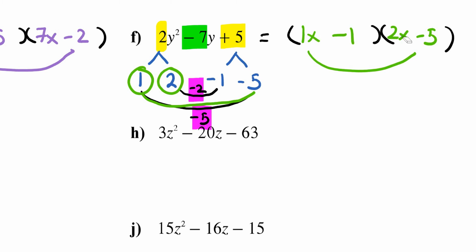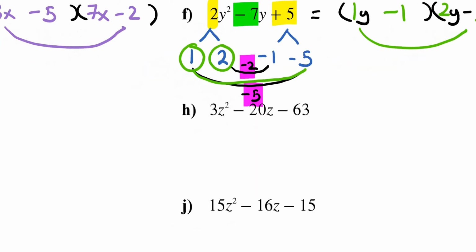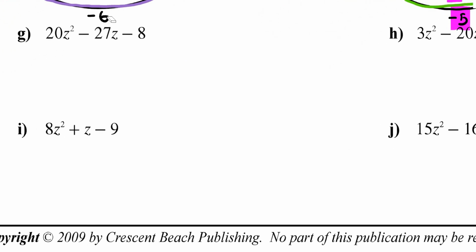I do apologize, it shouldn't be x, it should be y in this case, so a y and a y there. So 1y minus 1 and 2y minus 5. Okay, let's keep on going here. I have a few more to go, and then I'm done this first video guide.